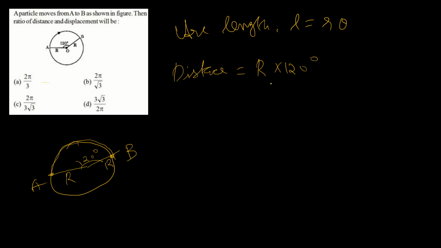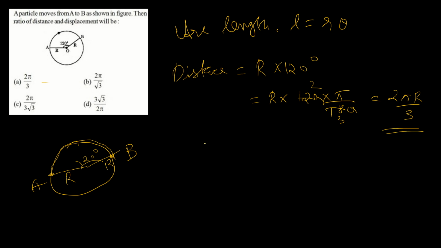We are going to convert to radian. Why? Because in the options we can see most are written in terms of pi. So I'm going to just convert to radian. R into 120 into pi by 180. Zero zero cancel, 6 2s are 12, 6 3s are 18. So we'll get 2 pi r by 3. Note it down.